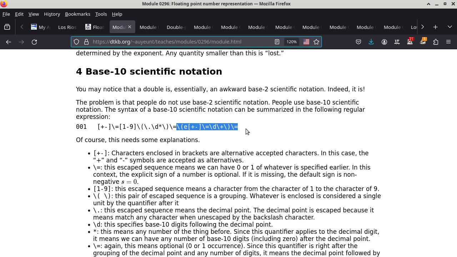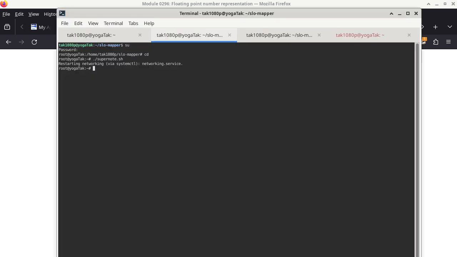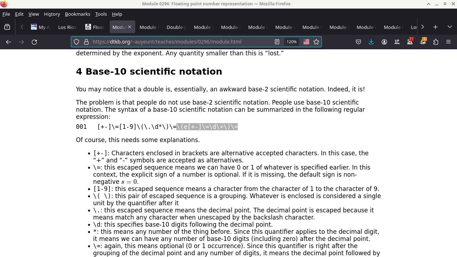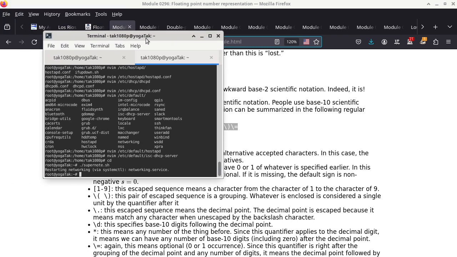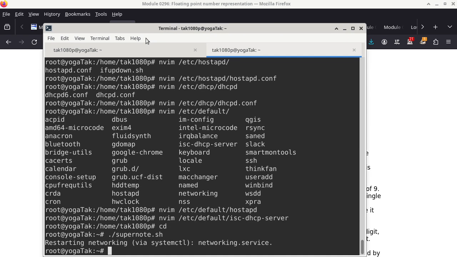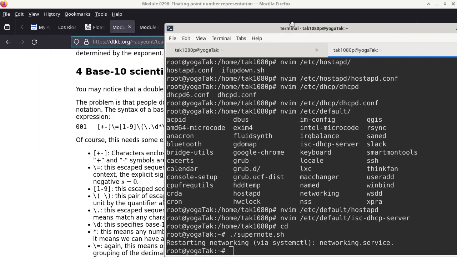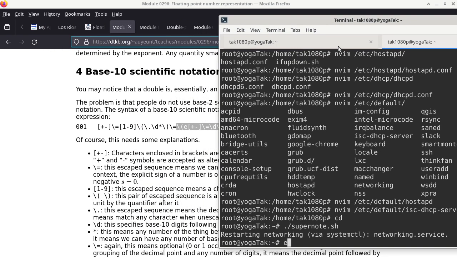Okay, so let me show you guys how to test this pattern, for those of you who interested in both VI and regular expressions. Give me a second. The question is, what kind of regex is it recognizing? There are several different types of regex. This is the VI regex. Okay, so I'm going to show you guys.